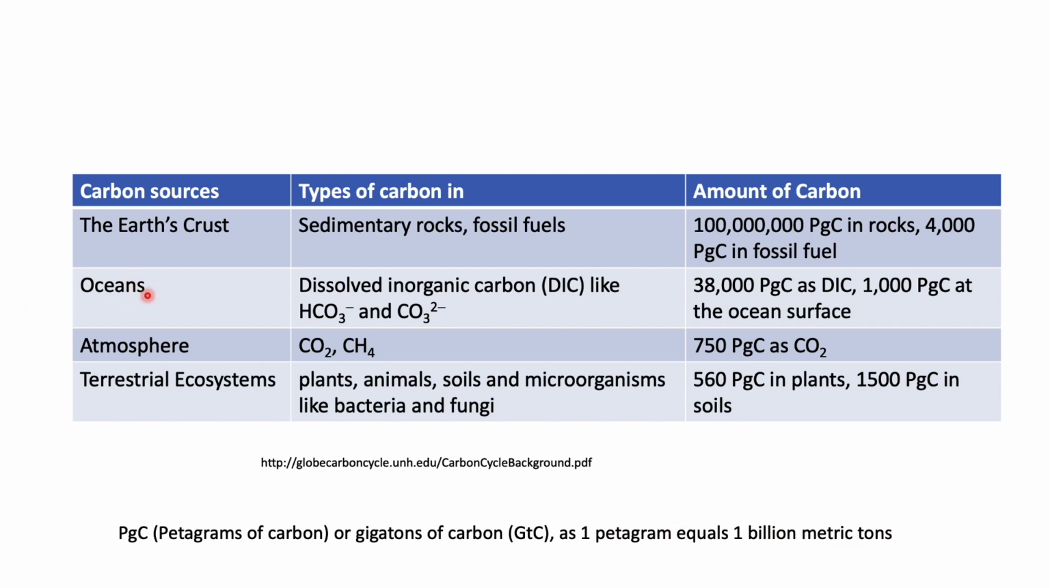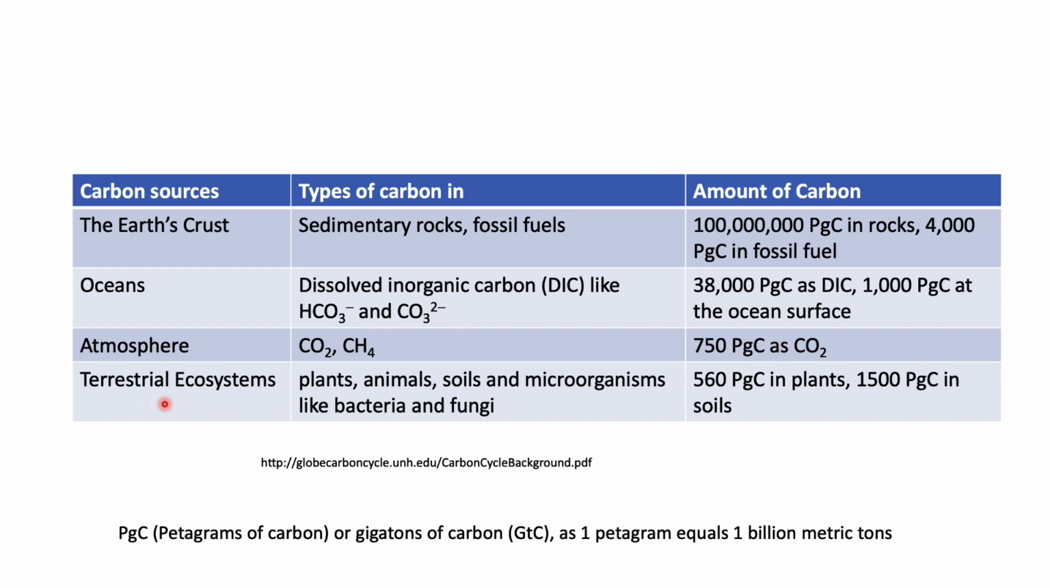And when we look at the ocean, there are different types of carbon in the ocean, which are dissolved inorganic carbon, like bicarbonates and carbonates. And here we have 38,000 petagrams as DIC and 1,000 petagrams of carbon at the ocean surface. And when we look at the atmosphere, methane and carbon dioxide are the two major gases of carbon, and around 750 petagrams of carbon is present as carbon dioxide in the atmosphere.